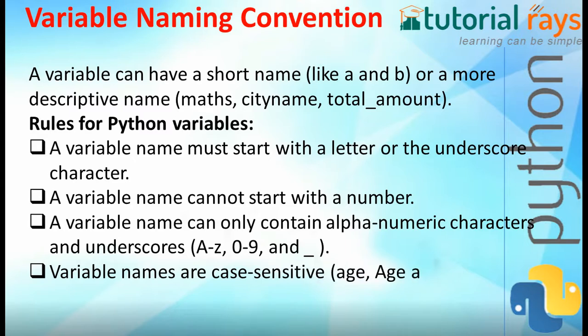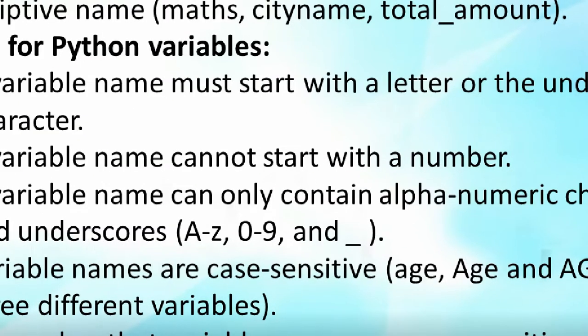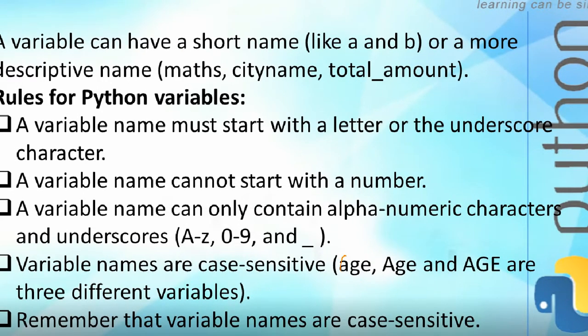For example, a variable name must start with a letter or underscore character. A variable name cannot start with a number. A variable name can only contain alphanumeric characters and underscores. Variable names are case sensitive. Age and age are different variables. As you can see, this age and this age are different, and also this age is different. Remember that variable names are case sensitive, as I mentioned before.